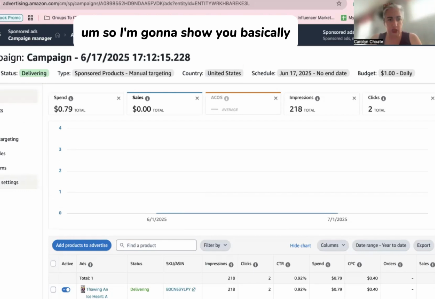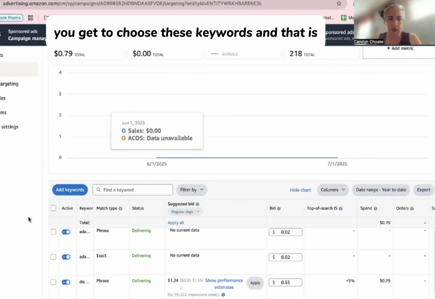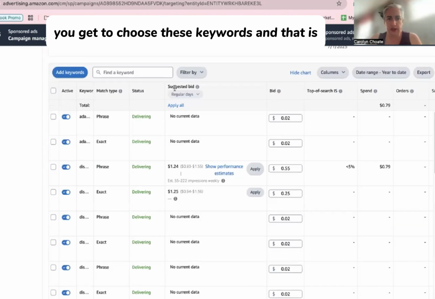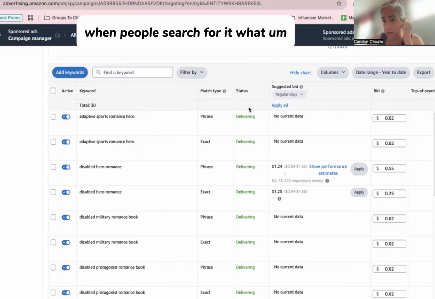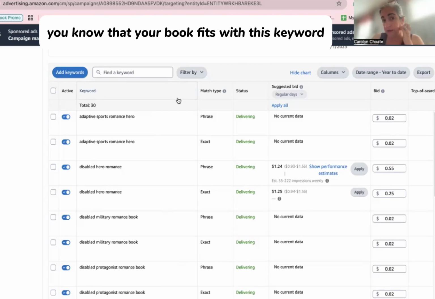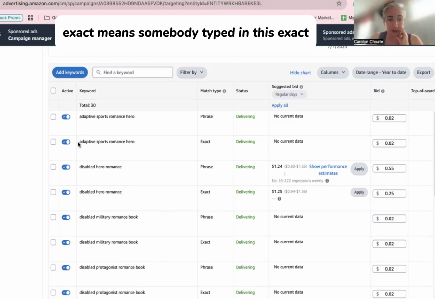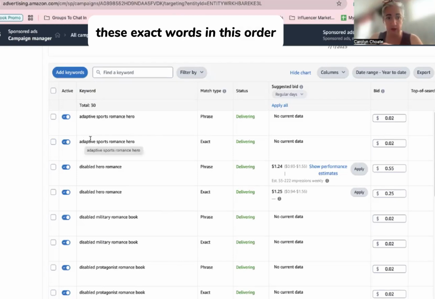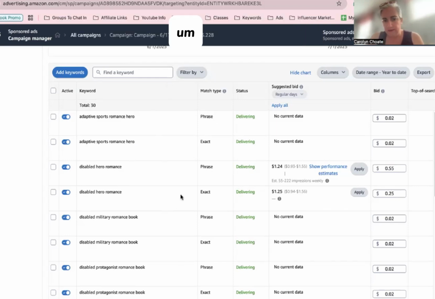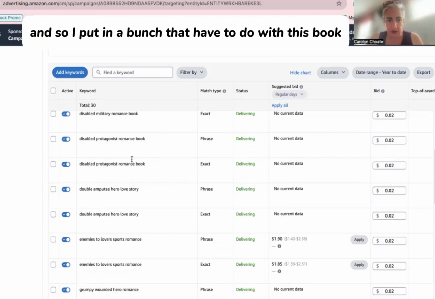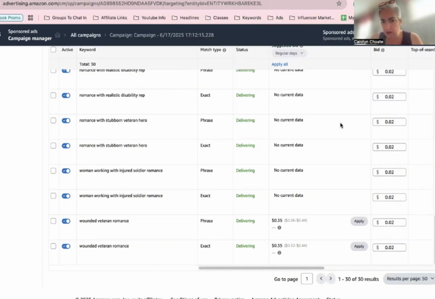So I'm going to show you, basically when you're setting up the ads, you get to choose these keywords, and that is when people search for it, what your book fits with, this keyword that somebody might search for, and you can do it as a phrase or as exact. Exact means somebody typed in these exact words in this order, and phrase means some combination of these words were used. And so I put in a bunch that have to do with this book, just as many as I could think of, basically, and put it at 2 cents for each.